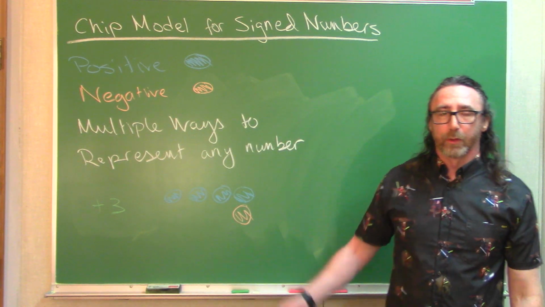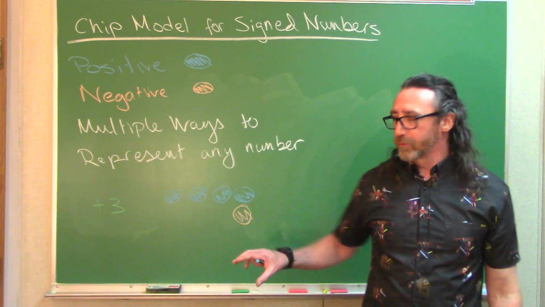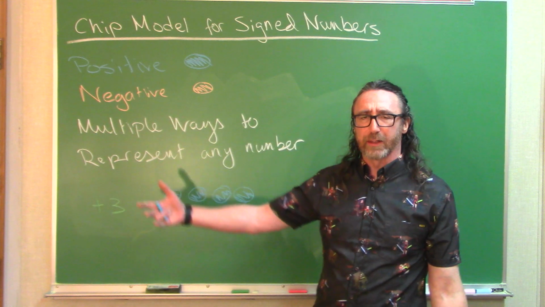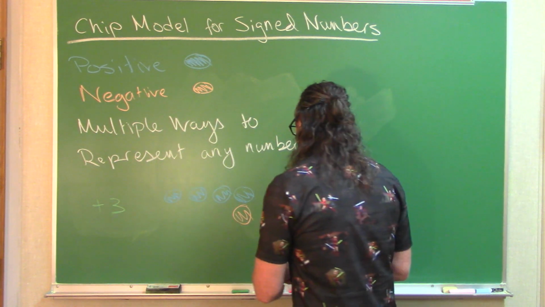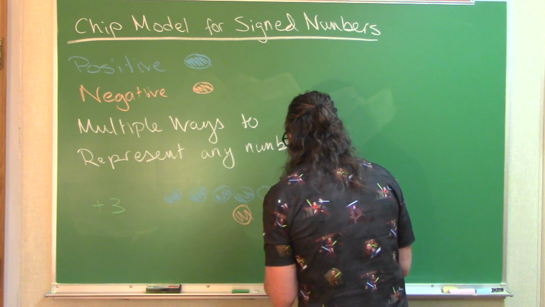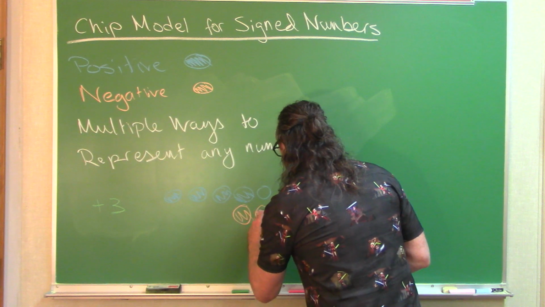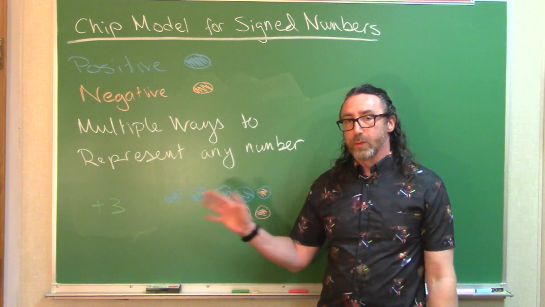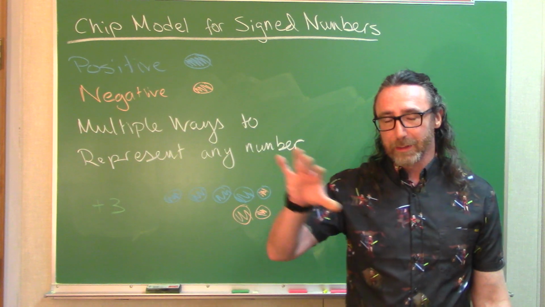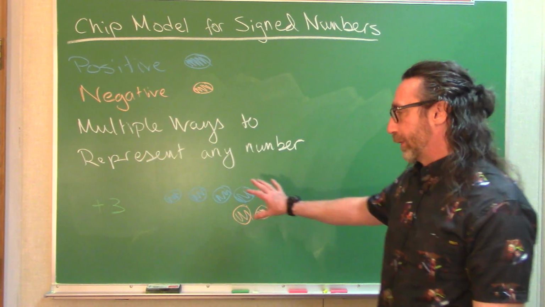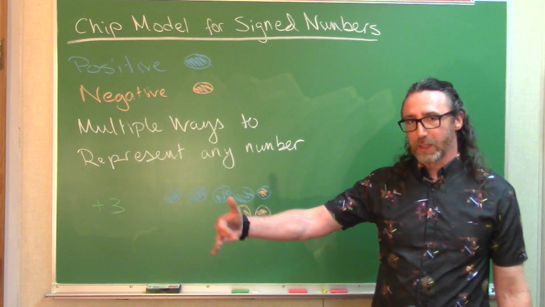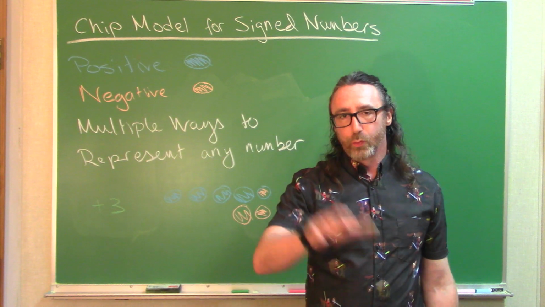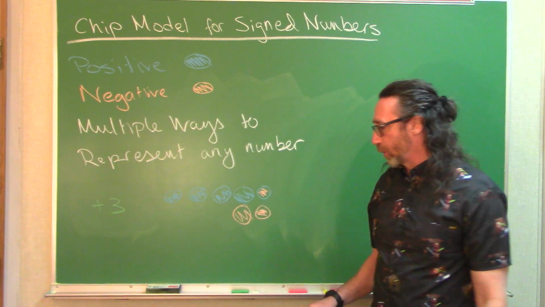Okay? So if we have a positive and a negative chip in the representation, they kind of cancel each other out. So this is yet another representation of positive 3, with 5 positive chips and 2 negative chips. So that is going to be key to understanding how this chip model helps us figure out why the rules for signed numbers work the way they do.